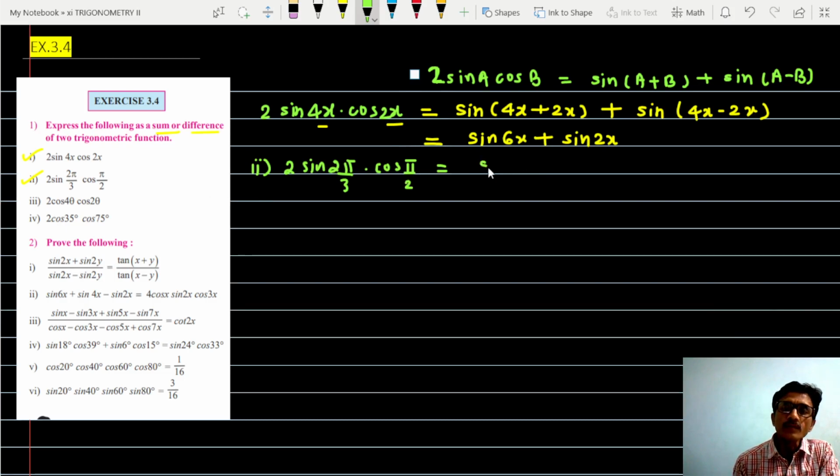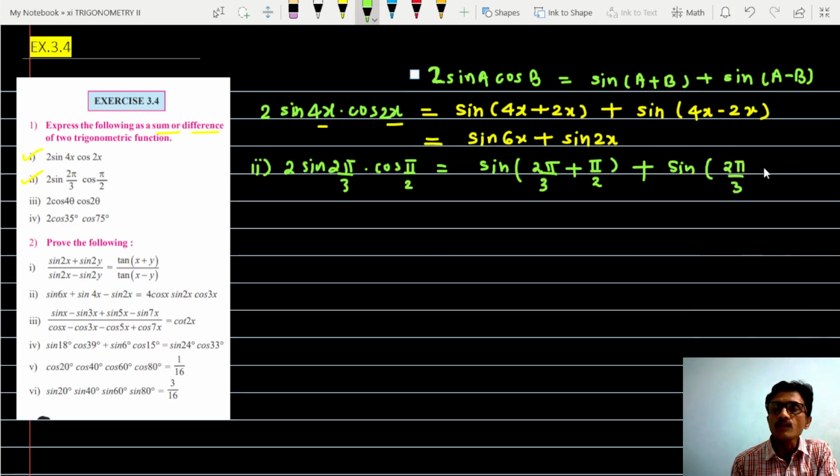Sin of a plus b, that is sin of 2 pi by 3 plus pi by 2. So 2 sin a cos b is sin of a plus b plus sin of a minus b, that is sin of 2 pi by 3 minus pi by 2. This will be equal to 0, because cos of pi by 2 is 0 and this is a product.